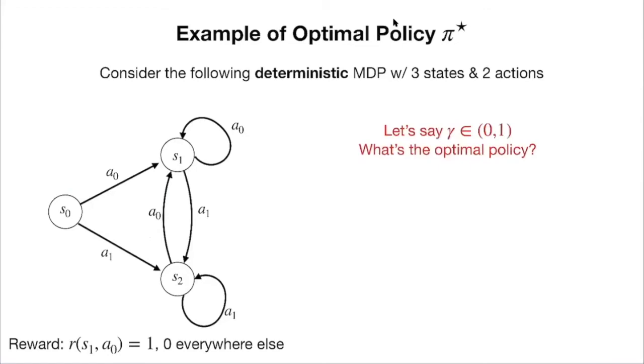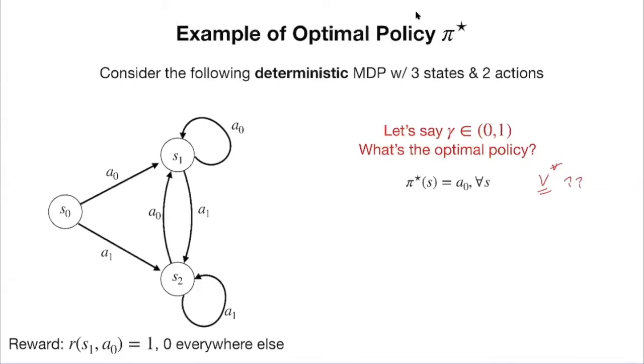And let's say we have a discount factor gamma between 0 and 1. What is the optimal policy? Looking at this MDP, can you guess what the optimal policy is? Someone want to give it a try? Just try A0 all the time, for every state. Yeah, correct. And now let's calculate what V star is. Someone else want to give it a try?